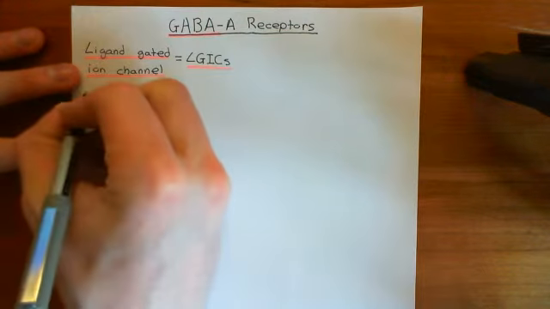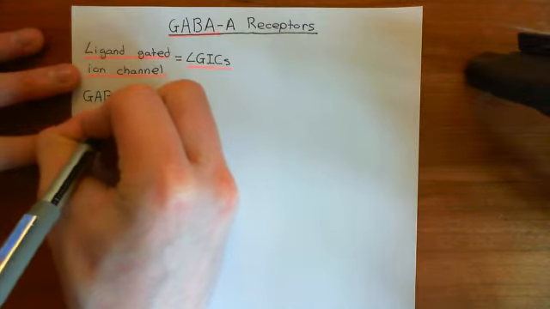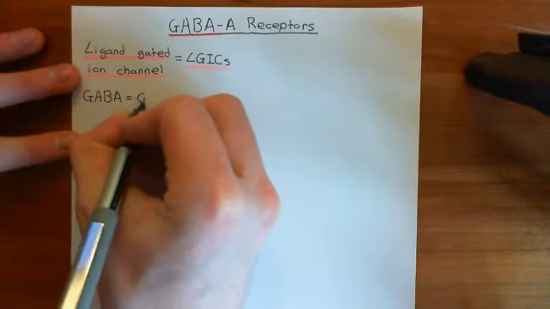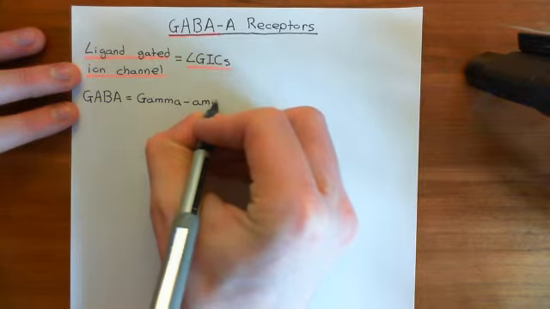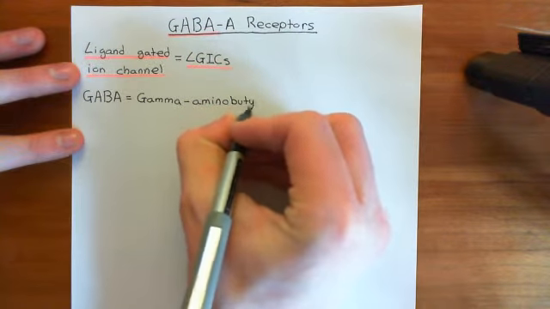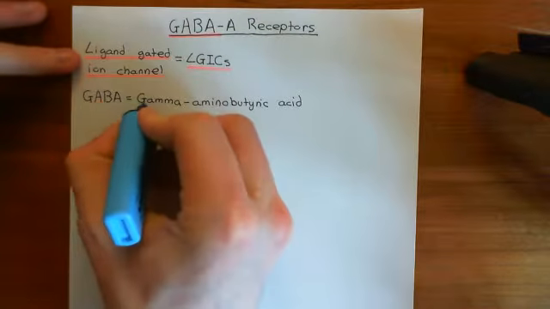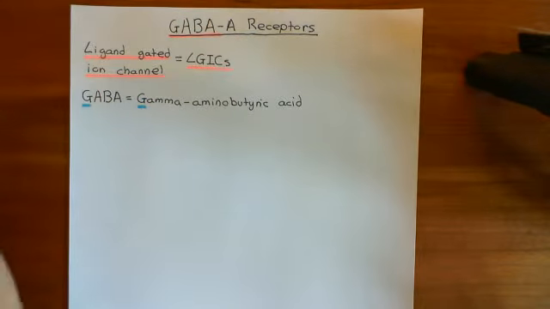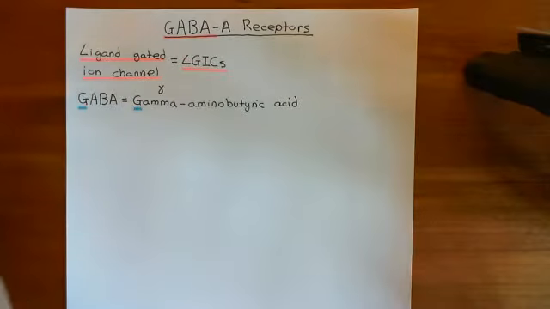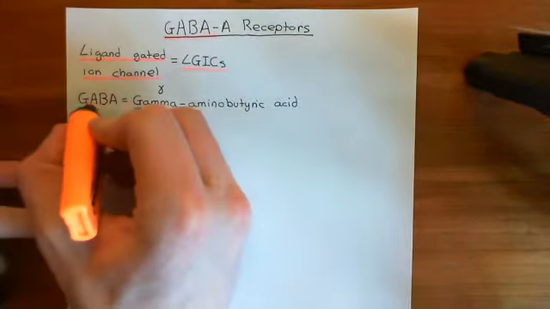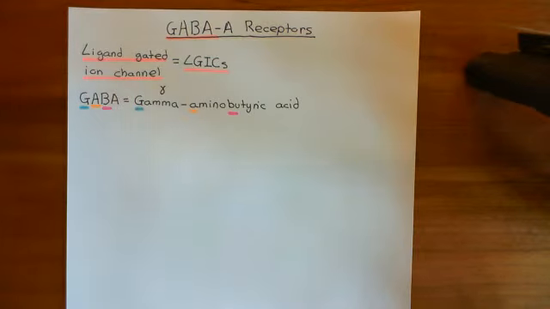So, the ligand then for GABA-A receptors is GABA itself. Now GABA stands for Gamma-Aminobutyric Acid. So the G is for gamma, the A is then for amino, and the B is for butyric, and then the A is for acid. So Gamma-Aminobutyric Acid. Often people will just abbreviate gamma down to the Greek symbol, like so. Then amino is the A, butyric is the B here, and then A is for acid.